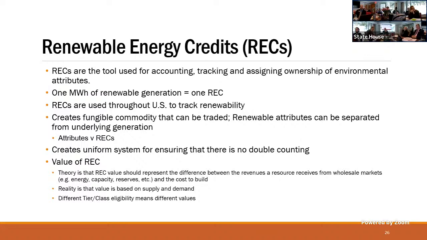Any thoughts on that? Yeah, that's certainly possible that if the energy marketplace was priced in a manner that the energy market was more expensive than it was to build a renewable resource, then you don't really need the REC.